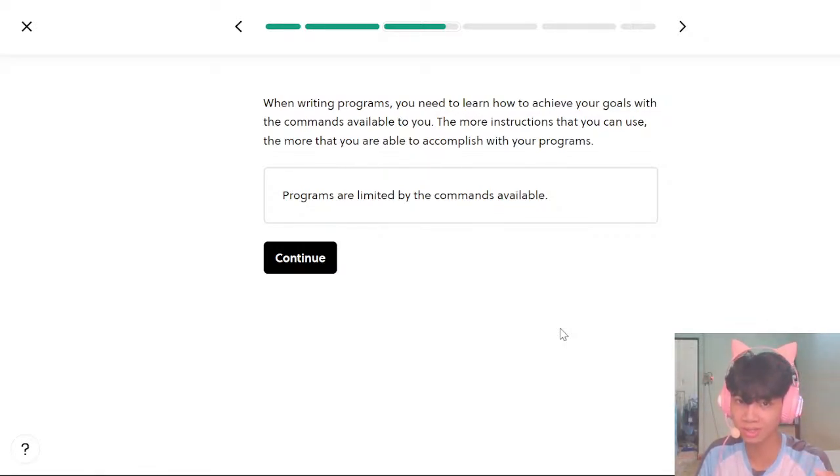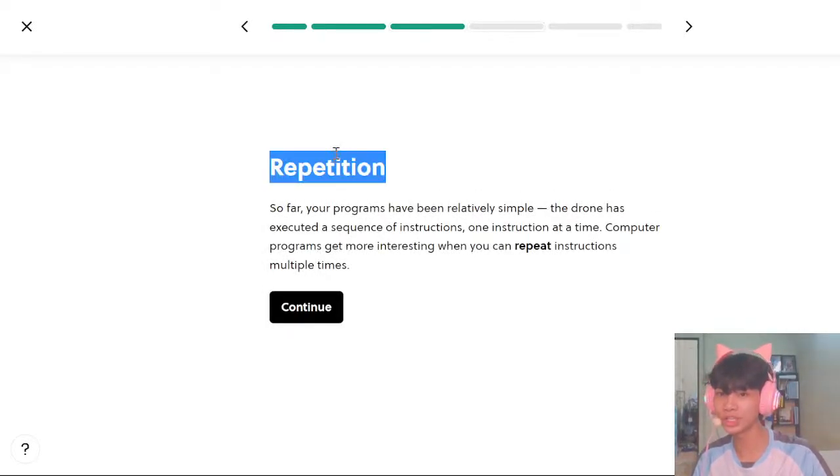The more instructions you can provide for the computer, the more you are able to accomplish with your programs. Programs are limited by the commands available. Repetition. So far, your programs have been relatively simple. The drone has executed a sequence of instructions, one instruction at a time. Computer programs get more interesting when you can repeat instructions multiple times.